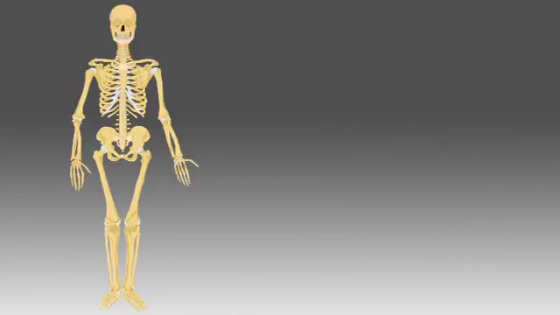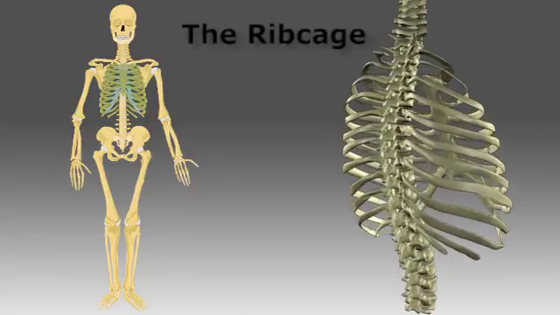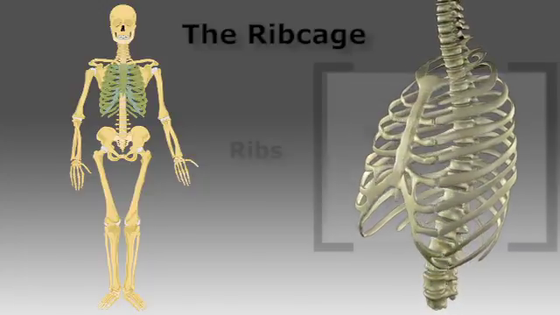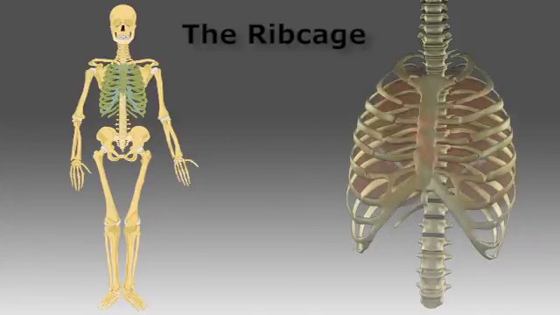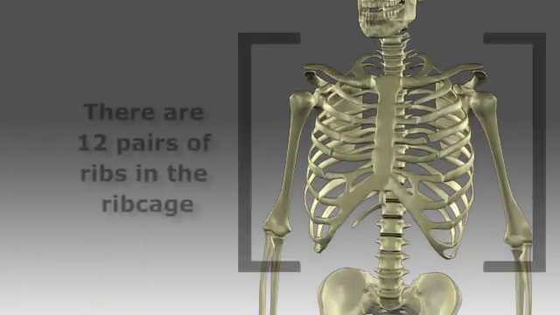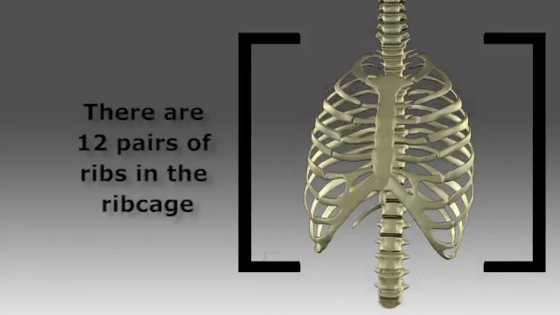Another important part of the skeleton is the rib cage. The rib cage is like a cage in our chest, which is made of bones called ribs. It protects our heart and lungs. There are 12 pairs of ribs in the rib cage.